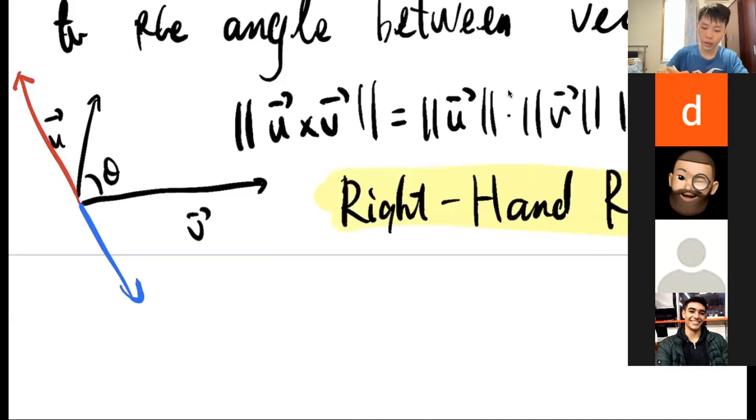So in this case, let's put this as U, V. So U cross V is the red direction. Okay, and the blue one is precisely V cross U because of anti-symmetry.